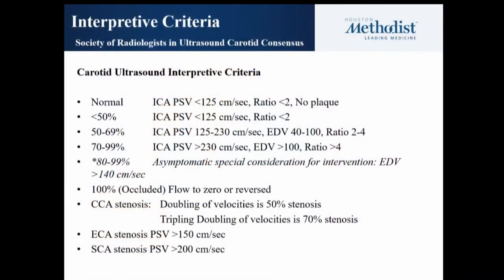Yes, and also I want you to pay attention to the last two lines. I think it's really something that is quite controversial, but I think in our lab and during this interpretation lecture, you're going to see a lot of interesting ECA PSV stenosis over 50% if you're 150 centimeters per second or higher, or subclavian is 200. So both of these really came from our IAC criteria and the credentialing. Okay. So next I would like to switch to my Mac, and I would like to show you a few slides.